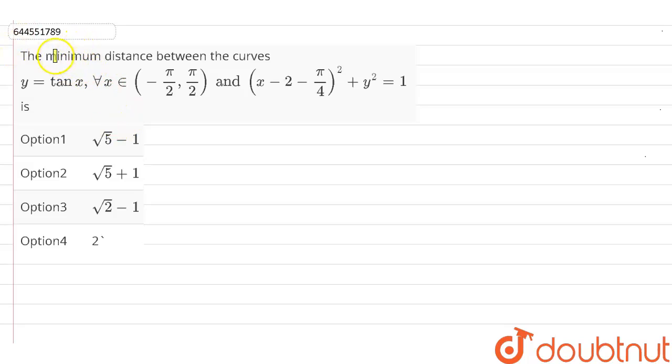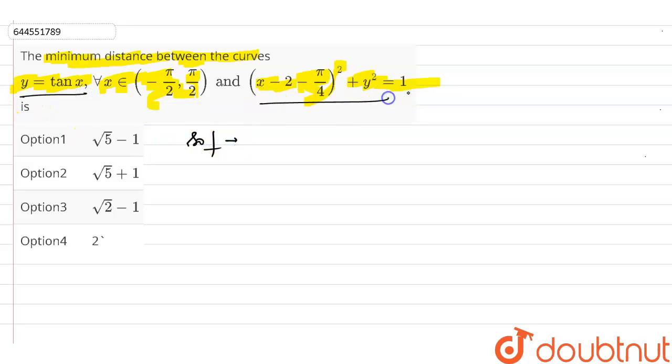Hello everyone. So here we have a question. The minimum distance between the curves y equals tan x, where x belongs to minus pi by 2 to pi by 2, and (x minus 2 minus pi by 4) whole square plus y square equals 1. We have four options. We have to check which option is correct. So basically we have to find the distance between this curve and this given curve.